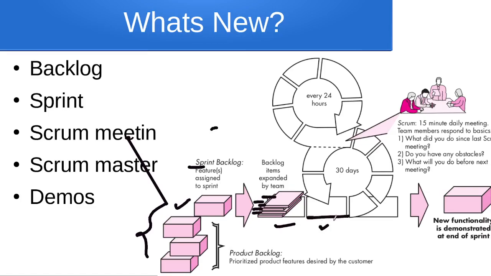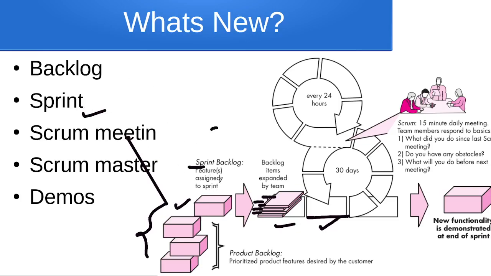This is your time box. Suppose the time box is 7 days or 14 days, no issues. That time box we will see as a sprint. We will talk about it now. Okay, now let me talk about it.